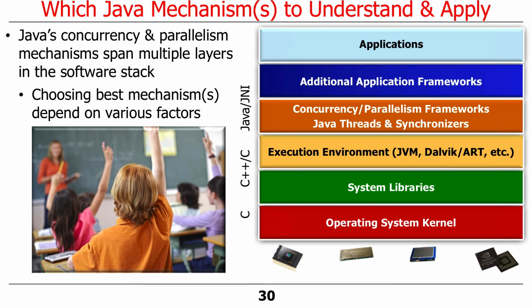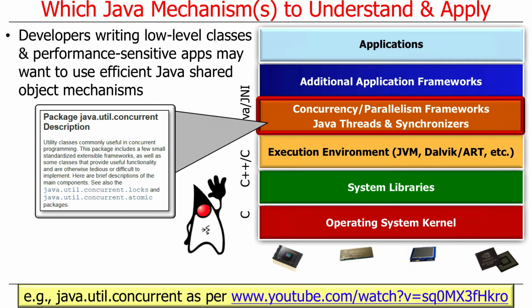So when would you choose which approach? Well, if you're writing lower level classes or you're writing performance sensitive apps, in other words, apps where the right answer delivered too late becomes the wrong answer, or one where you're like gaming, for example, where you want it to be as efficient as possible because you want to have real-time interactive experience by the users, then you're probably going to want to use the very efficient Java shared object mechanisms.